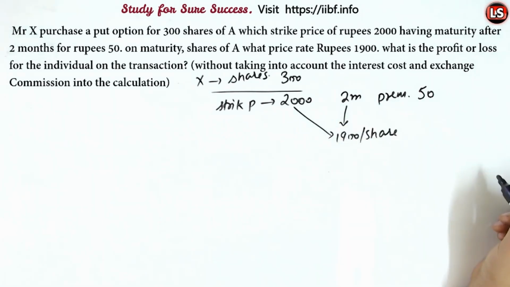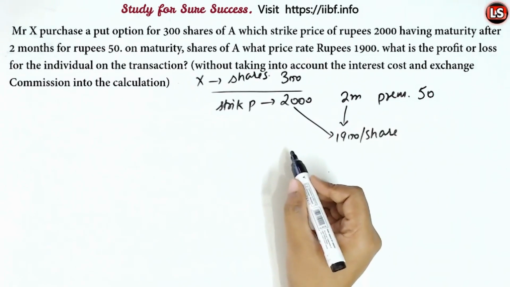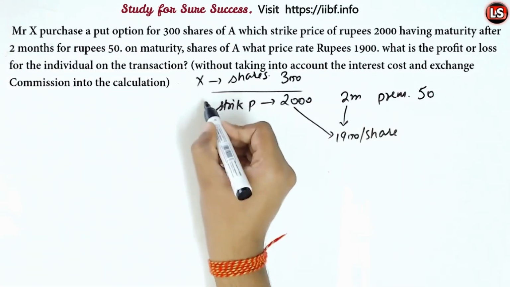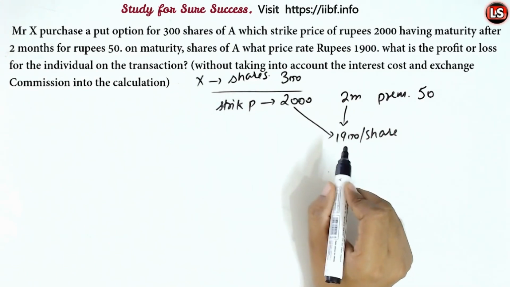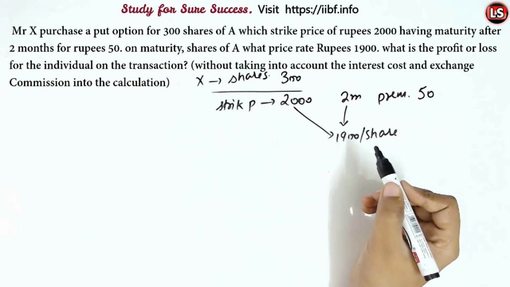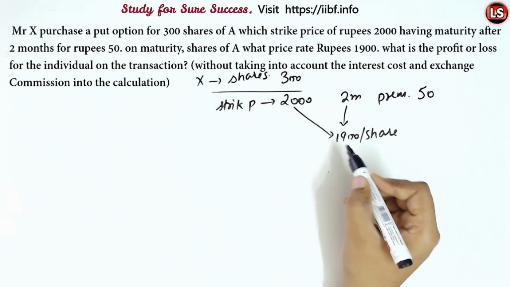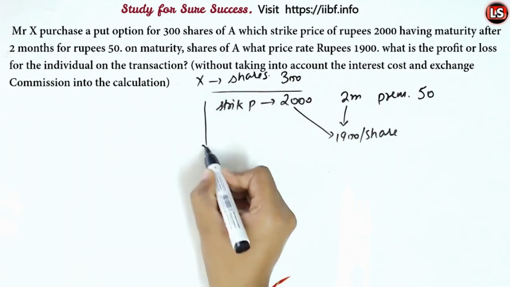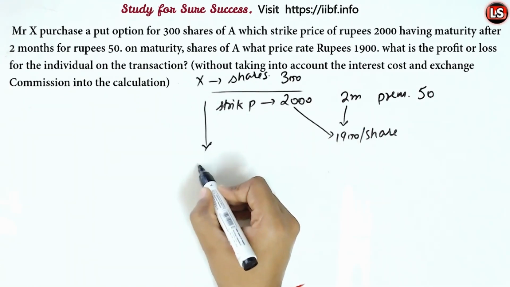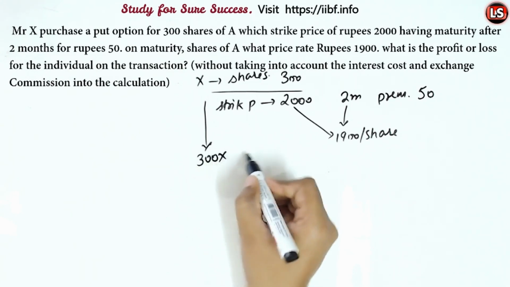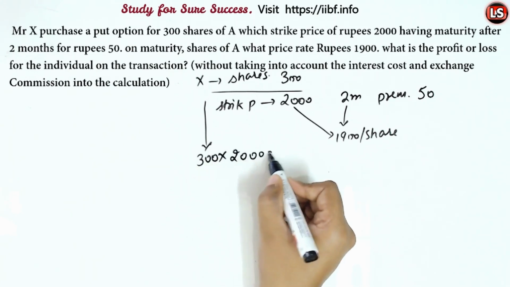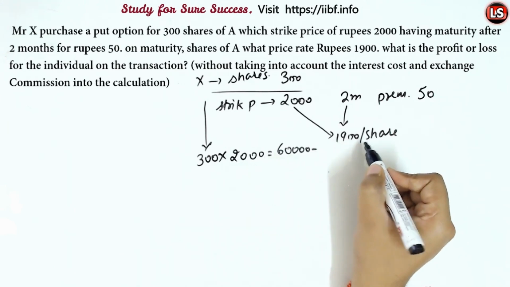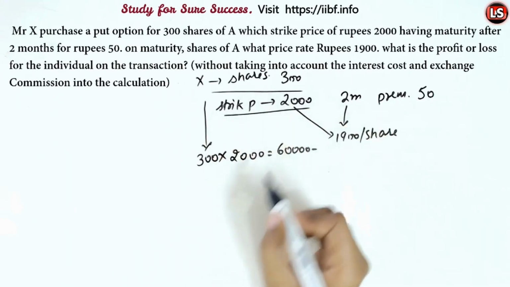And since this is an option, let's assume that Mr. X sold the shares at the maturity date for at least the strike price of 2000. Okay. Here, the question doesn't tell about the price. The market price is lower, so X will sell the shares at the strike price of at least 2000 rupees. So the total price here will be 300 shares sold at a rate of 2000 rupees per share. Because the market price is lower than the strike price, Mr. X will sell the shares at the strike price.